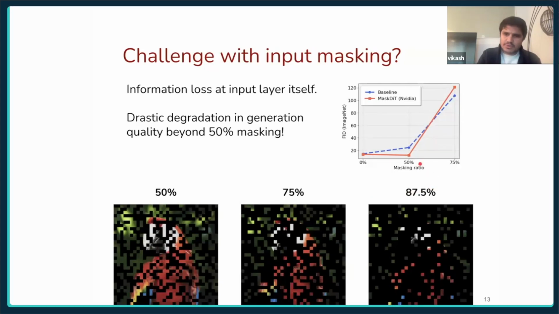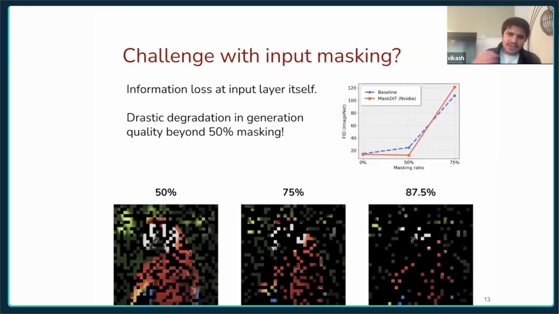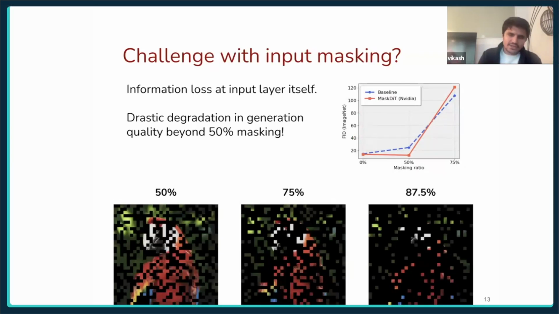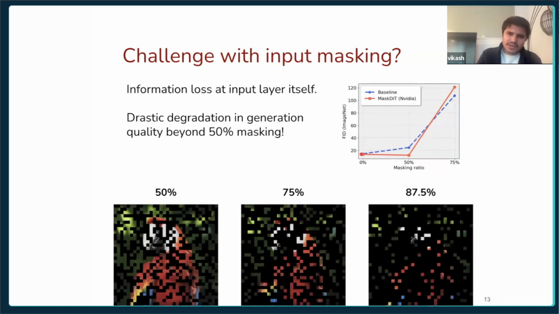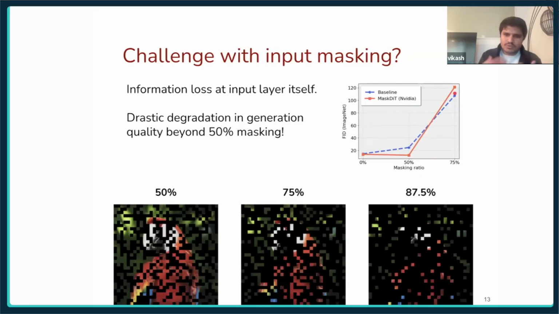Some of the previous work has shown that if you start masking beyond 50%, the quality of generated images significantly degrades. The plot on the left is showing FID, which is a very common metric used to measure the quality of synthetic images. FID lower is better. As you can see, FID goes from somewhere around 10 to close to 100, and an increase in FID from 10 to 100 almost says that the model is completely unusable.